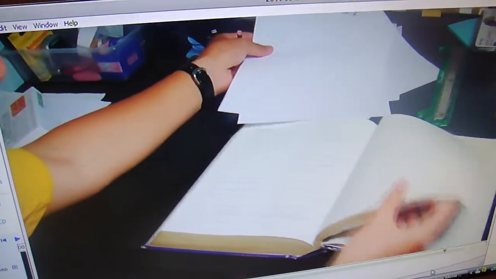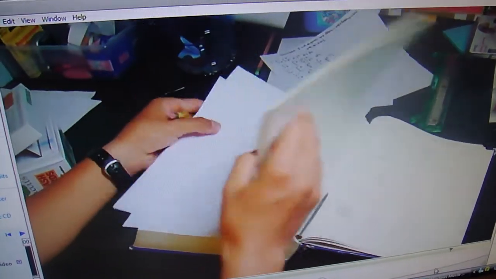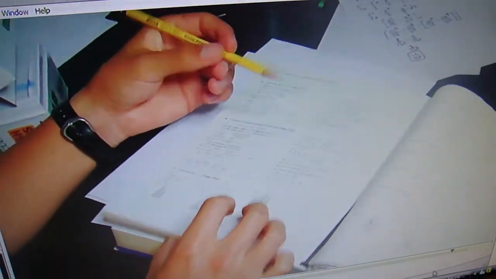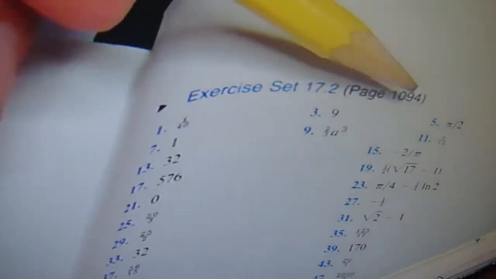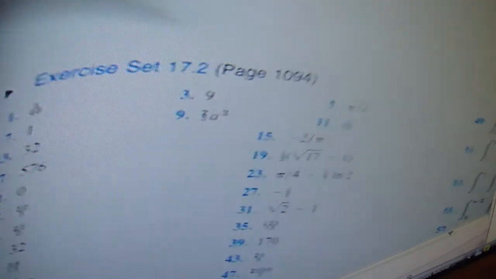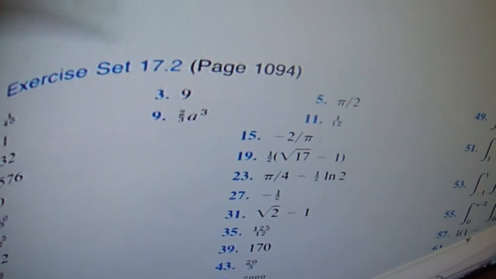Now, just to challenge my authority, we're gonna check if I'm right or wrong. For number 1, it is 1 over 40. And for number 5, I told you it was going to be a cute number, and that was pi over 2.